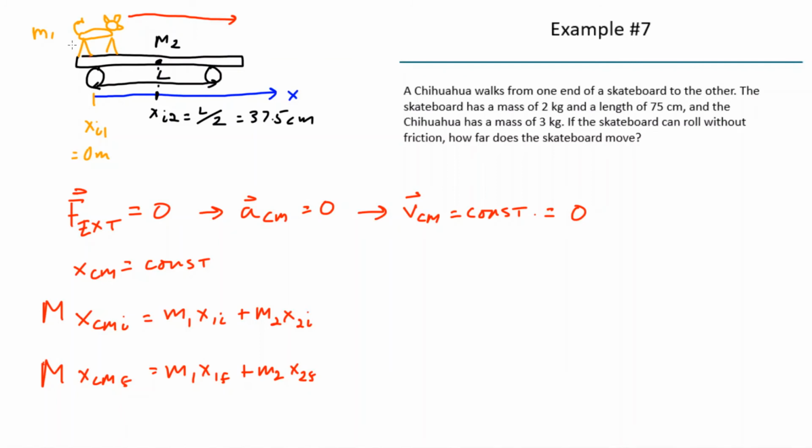So the idea here is this chihuahua moves across the skateboard to the right. It's pushing to the left on the skateboard. So the skateboard is going to move to the left.